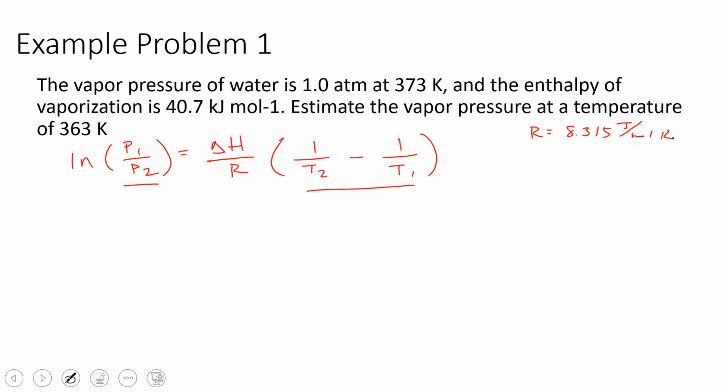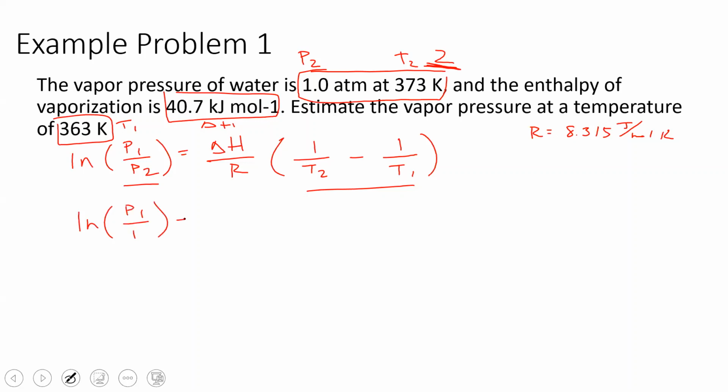Okay, so let's jump into this problem. It gives us this piece of information right here, which I'll call 2, and I'll explain why. So this will be our second set. Over here we have our P2 and our T2. And over here we have our T1. Here we have our delta H. And of course we have R, so the only variable we're missing here is P1. So let's just plug in. We have ln, again, P1 over 1.